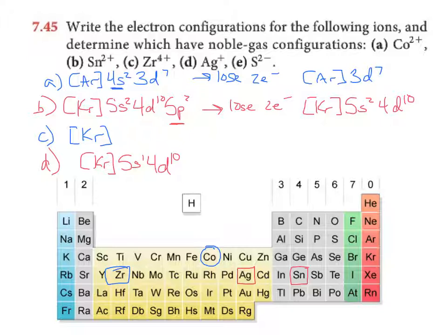All right, so your neutral configuration for silver should be krypton 5s1 4d10. Why is that the correct neutral configuration for silver? What do you know about silver? What do you know about copper?